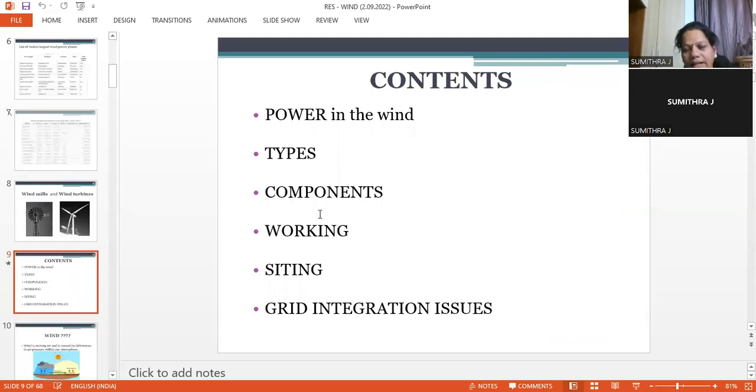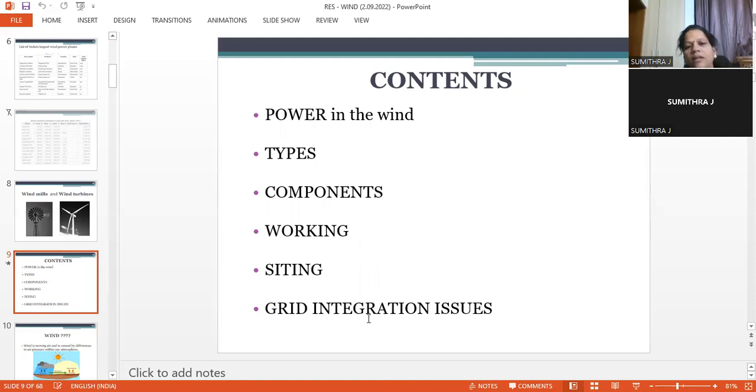Now in this lecture, I'm going to explain how the power is generated and what the magnitude of power is, what the types of wind power plant are, what the components present inside are, how each and every component works, what the points to be considered before going for site selection are, and finally the issues related to integrating the wind power plant to the grid.